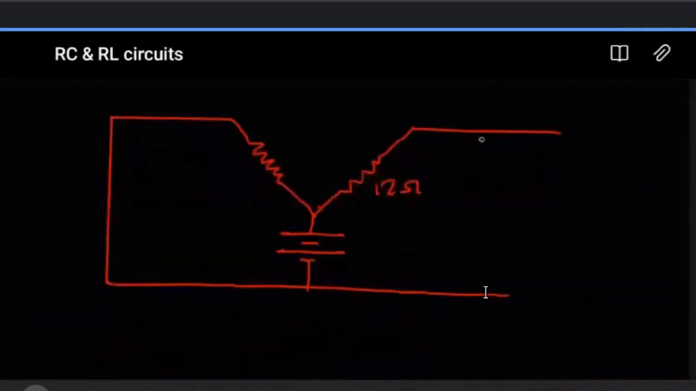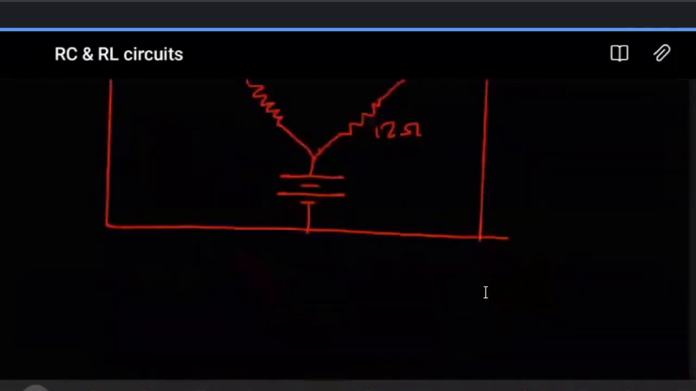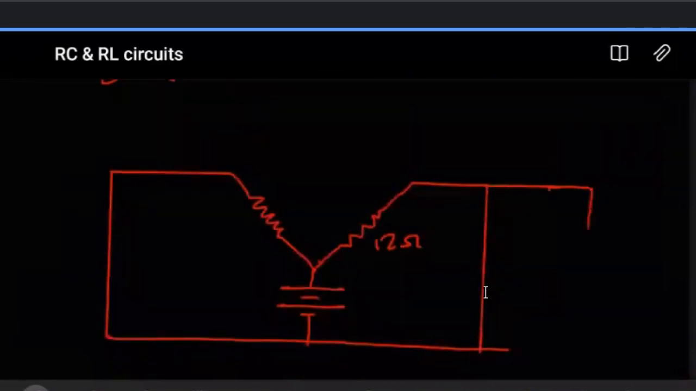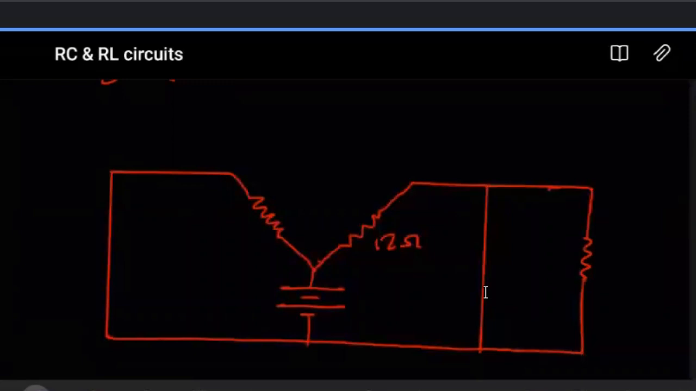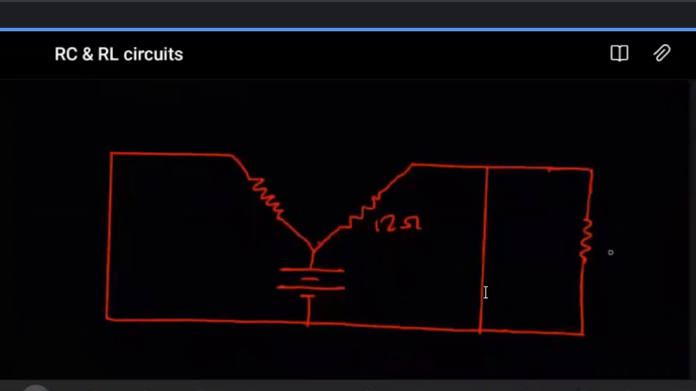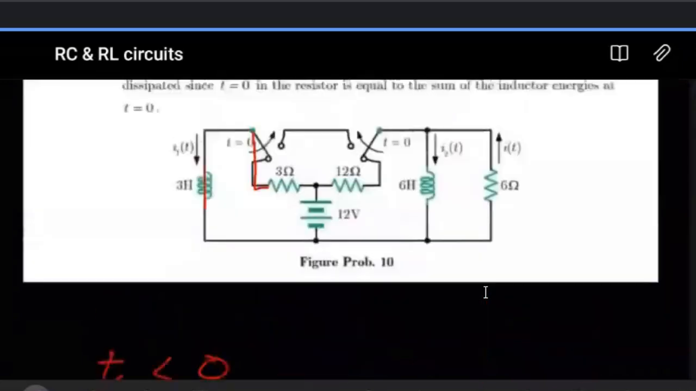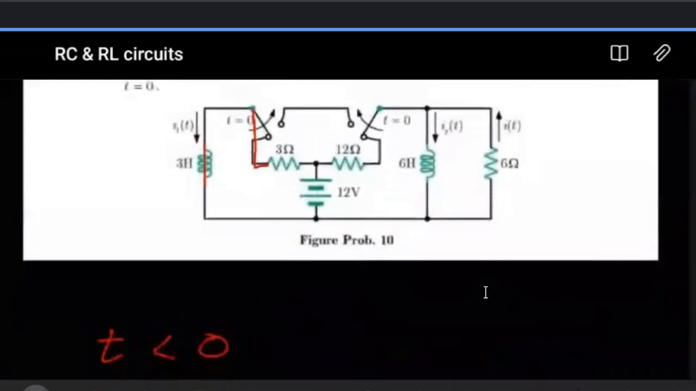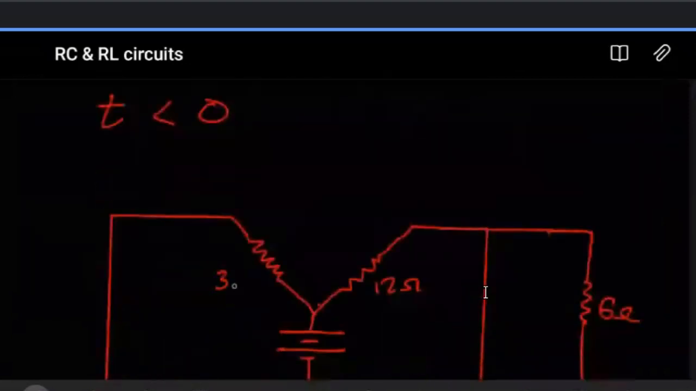But again, we had an inductor here. This will act as a short circuit. So we have that there, and then finally the other resistor this side. Just as you mentioned, there'll be no drop across the inductor. Current will just be passing through, so that is a short circuit. This is a 6 ohm resistor, then we have the 12 ohm and 3 ohm resistors, and then the 12 volts supply.